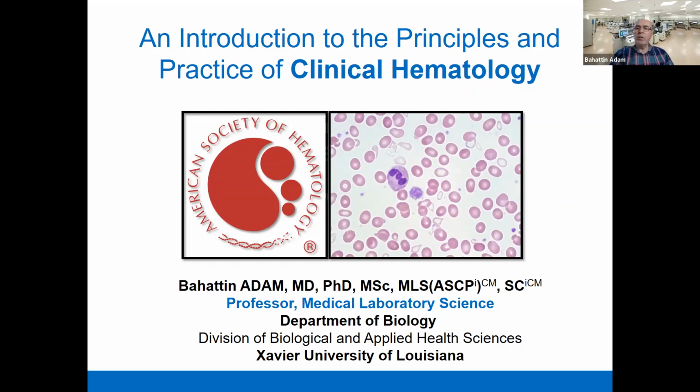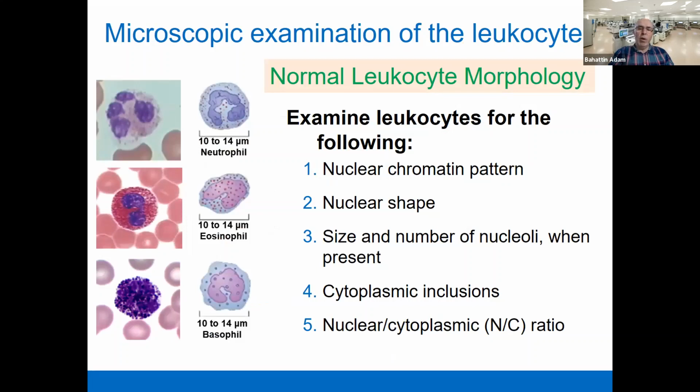Okay, let's continue. We already discussed the blood cells, their structure and function. Erythrocytes, how they are produced in bone marrow, their structure and their function, and leukocytes. Now, the second step of hematology is to examine the cells either under a microscope or by measuring some chemicals.